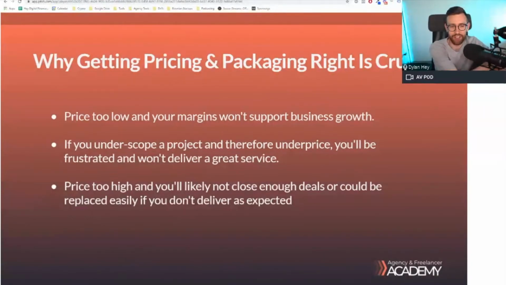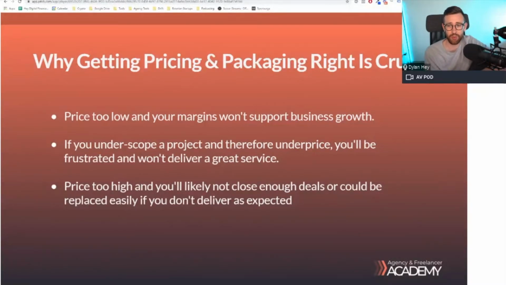If you underscope a project, like let's say you think it's going to take way less time or effort or resource than it actually does, you'll therefore be underpricing again, and you'll be frustrated, your team will be frustrated, and you won't be able to deliver a great service. This is something that's super important that I learned very quickly. And if you price too high, you'll likely not close enough deals, and you could potentially be replaced easily if you don't deliver the service that you promised.